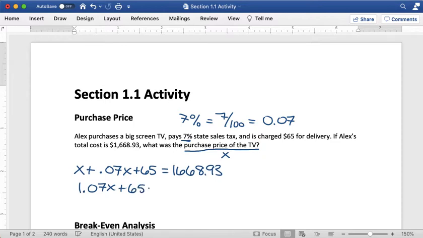And now we have an equation here that we're going to solve. So to solve this equation, remembering from simple algebra classes, what we need to do is subtract 65 first from both sides, and then we're going to divide. We go backwards through order of operations when we are solving. So 1.07x equals, I'm going to do this subtraction mentally because I can do that pretty easily, and get 1603.93.